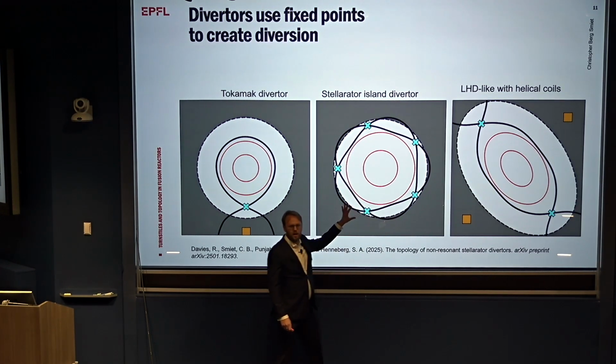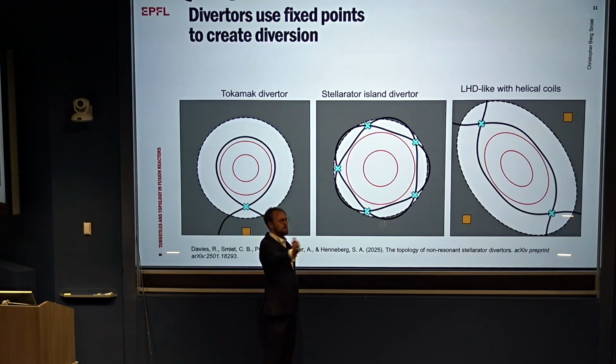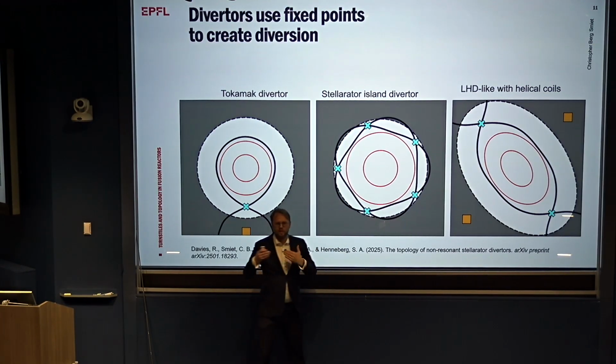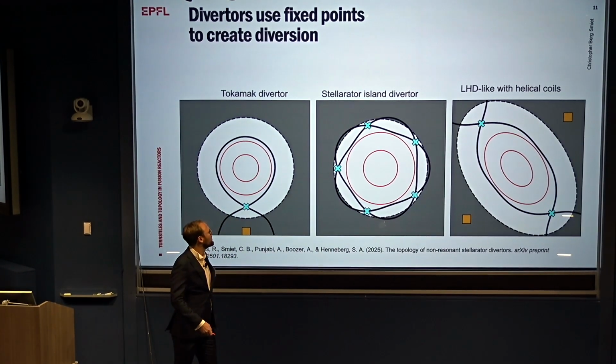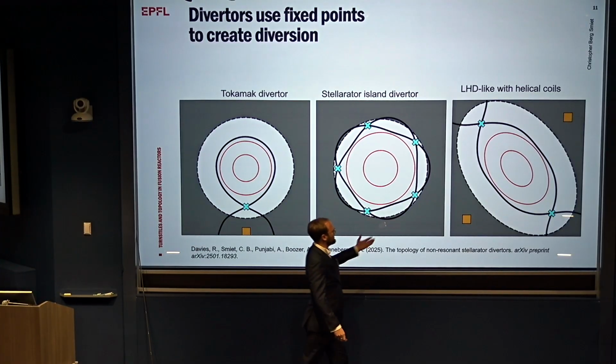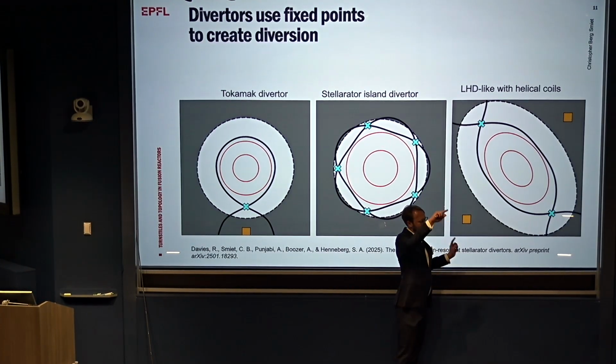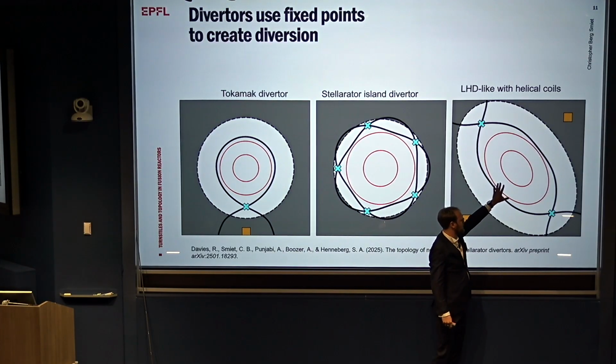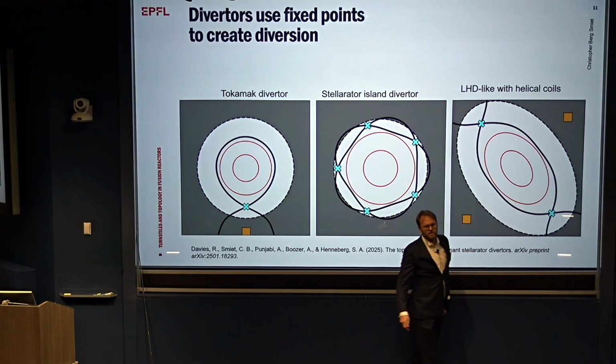And these are not axisymmetric anymore. These X points rotate around as you go around the device, but they still form this kind of good divertor where you can separate your wall from your plasma. Now, there's a third option for something like LHD, which has two helical coils that rotate around each other. You create a region of closed surfaces and two X points around it.